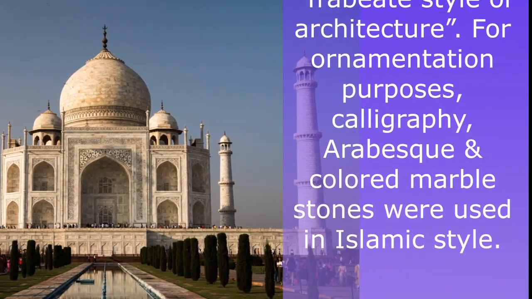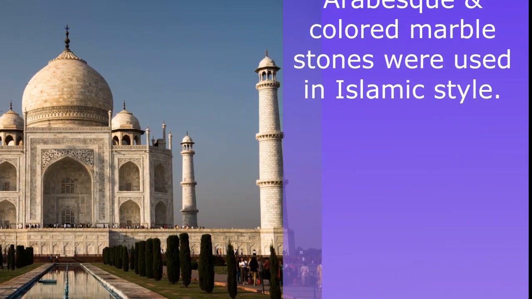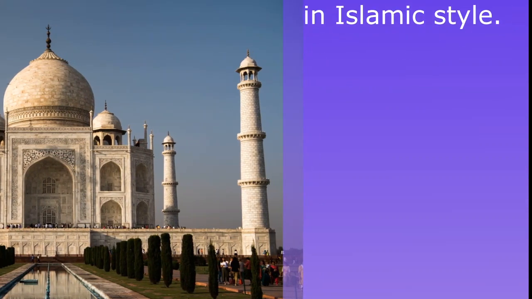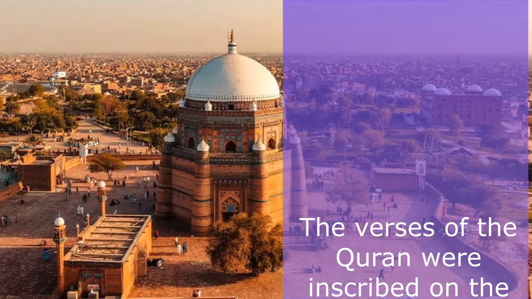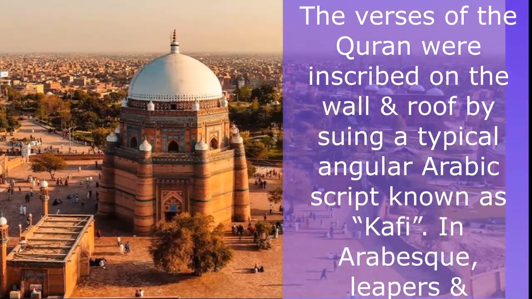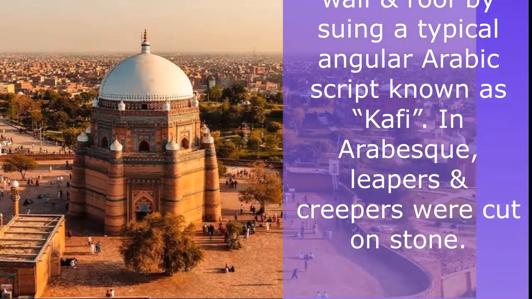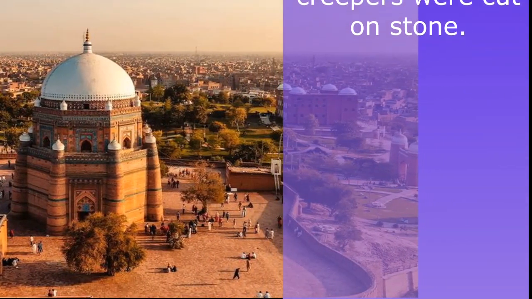For ornamentation purposes, calligraphy, arabesque and colored marble stones were used in the Islamic style. The verses of the Quran were inscribed on the wall and roof by using a typical angular Arabic script known as kufi. In arabesque, leaves and creepers were cut on stone.